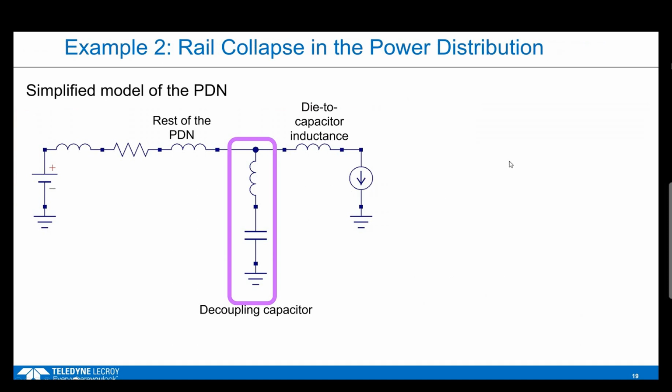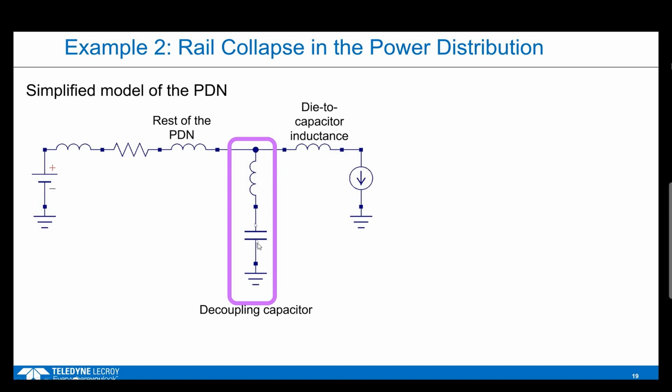Here's another example of another problem. This is about rail collapse, not about the signals, but of the power distribution. And again, a very simplified view. Here's the chip that's driving. Here are the IOs that are switching. There's some connection to the rest of the power distribution path over here. And we're describing that in terms of the power supply design, the output inductance and Thevenin resistance, the interconnect inductance, and here's an inductance from the pads on the die to where the nearest decoupling capacitor is.